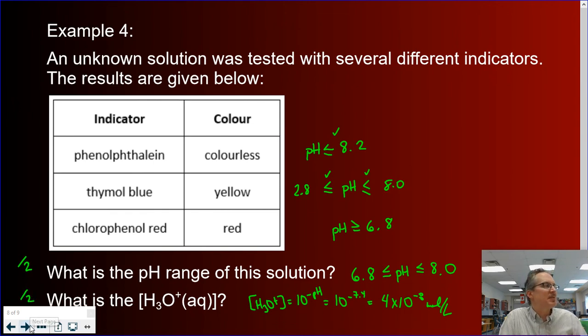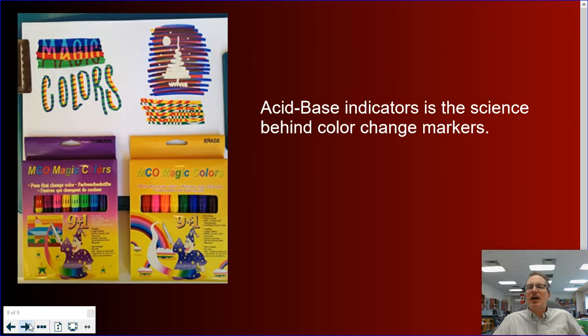Well, the question is always, before we finish off, why do we care about indicators? Well, I've already referred to how we use them so we know when to stop doing a titration, but there are also things out there that use indicators. This might be those magic markers, the color change markers, where I color something and then I take the magic marker, usually the white one, and I color over it. And where I've covered over it, it changes color or it deletes color.